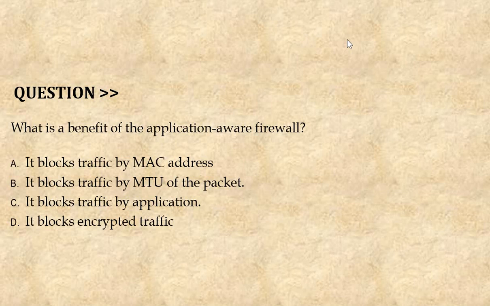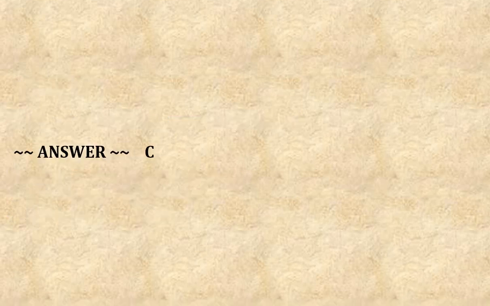Our next question is, what is the benefit of the application-aware firewall? The options are, option A, it blocks traffic by MAC address. Option B, it blocks traffic by MTU of the packet. Option C, it blocks traffic by application. Option D, it blocks encrypted traffic. The correct answer is option C.